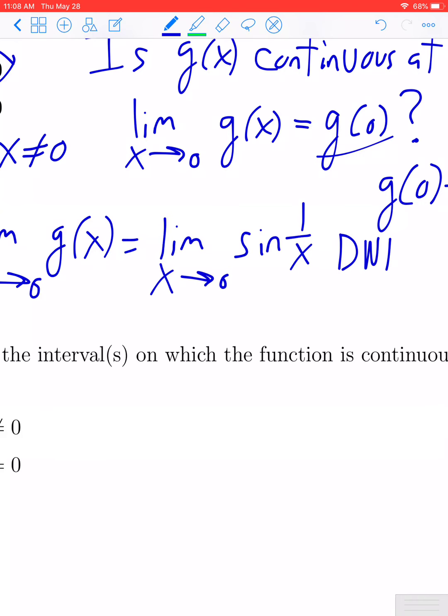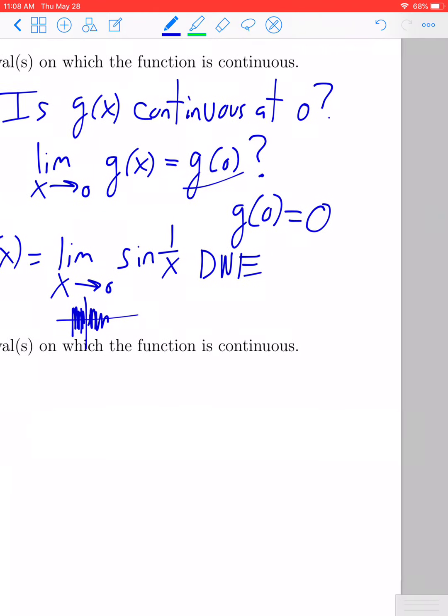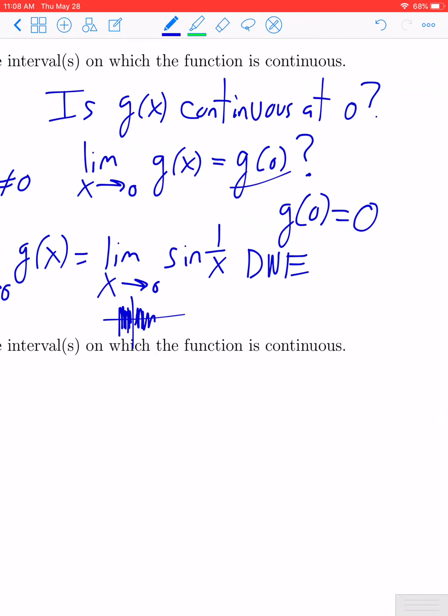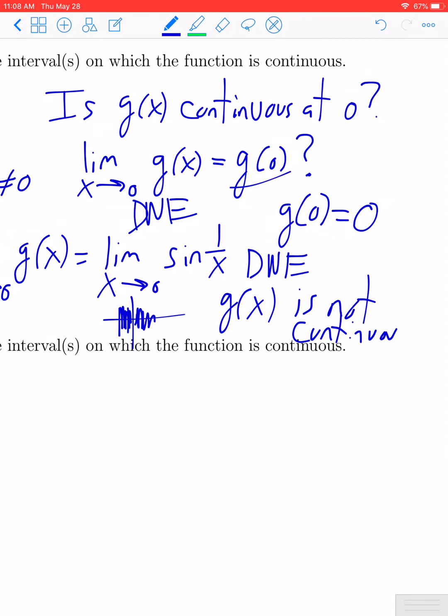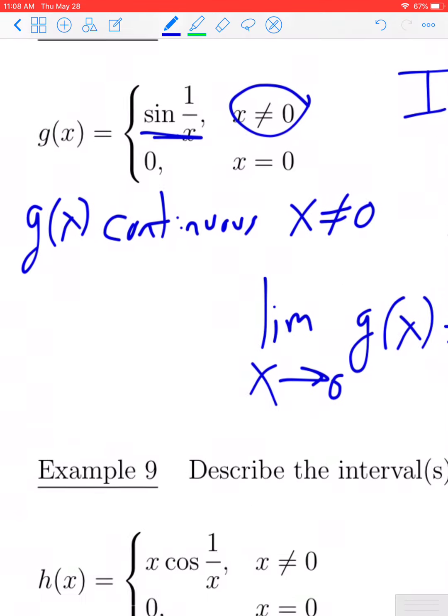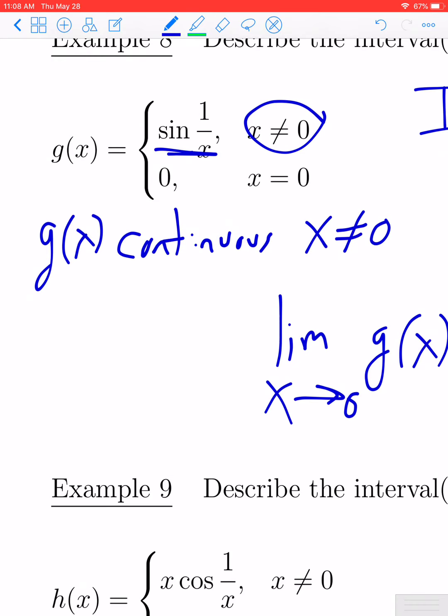And we might recall that graph earlier, but that limit does not exist. The sine of 1 over x, as x gets closer to 0, is a function that's going to oscillate infinitely often between negative 1 and 1. So because the limit does not exist, that means that g of x is not continuous at 0. So g of x is not continuous at x equals 0, and because there's no limit, it would actually be a non-removable discontinuity.